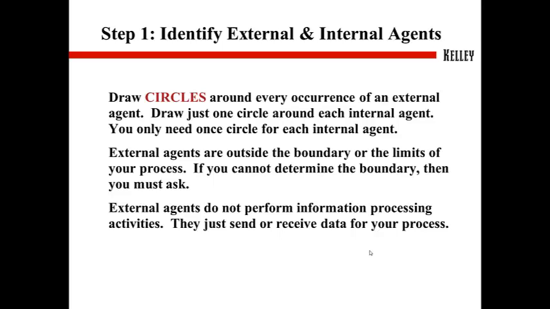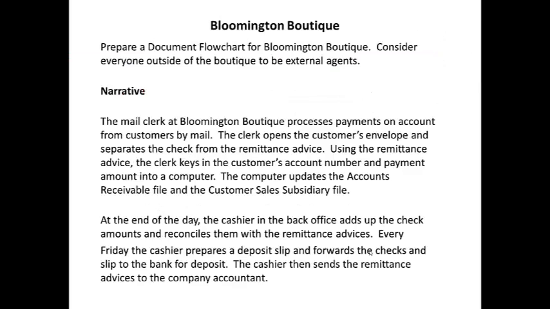As with data flow diagrams, external agents are outside the boundary or the limits of our process, and they don't perform any information processing activities. So here is our narrative. Our 3 external agents are customers, bank, accountant, but we also have 2 internal agents now, the mail clerk and the cashier.